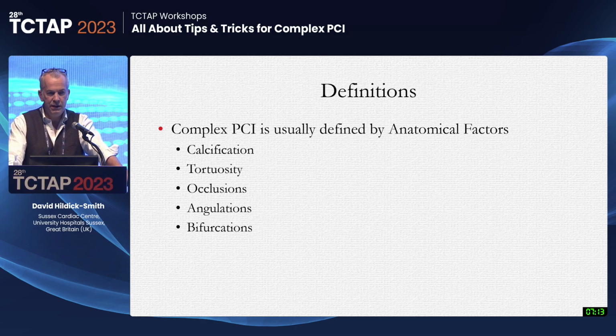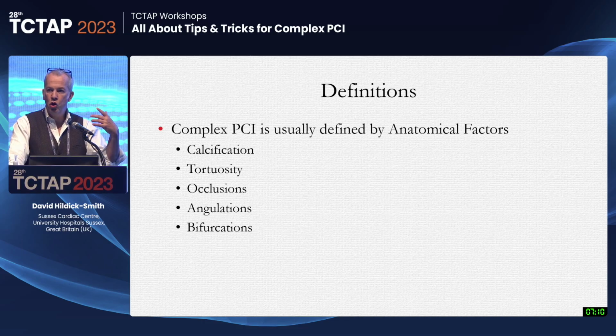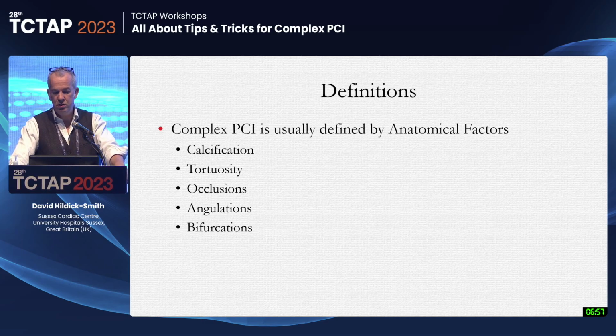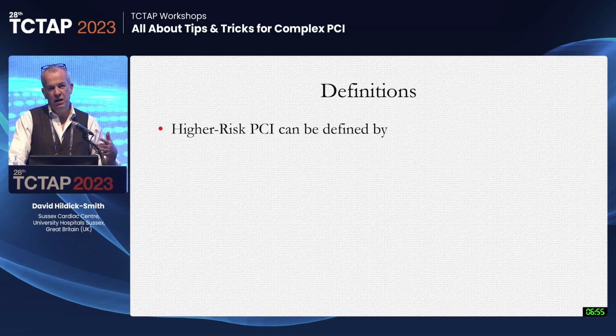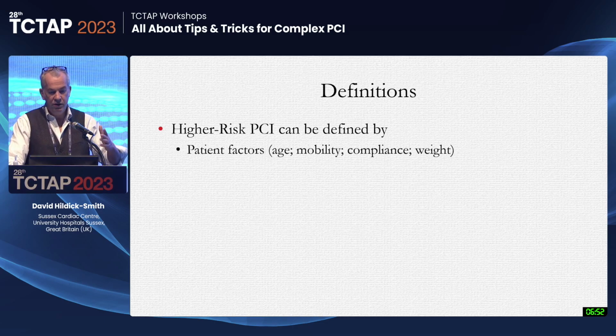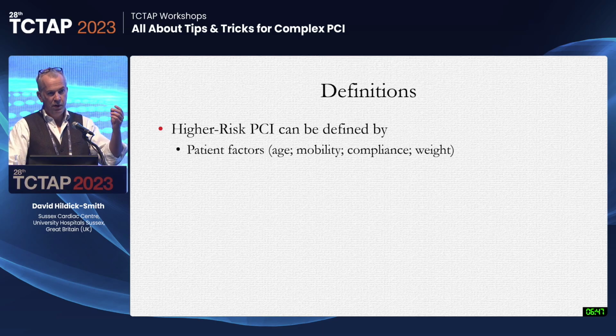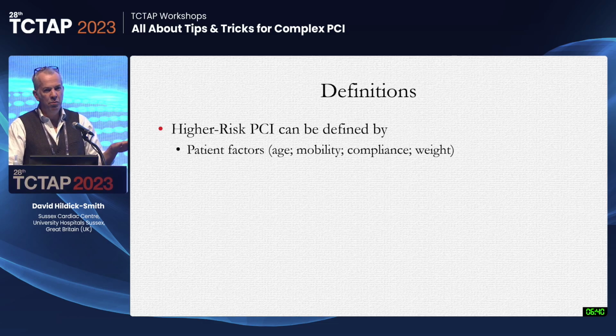So complex PCI is usually defined really by the anatomical factors, such as the angiographic appearance or imaging appearance, calcification, tortuosity, chronic occlusions, angulation, maybe bifurcations. Whereas higher risk PCI has a rather broader definition involving lots of things. We all know a high-risk patient just by looking at them. Age, mobility, frailty, degree of compliance, low body weight, all those kind of factors.